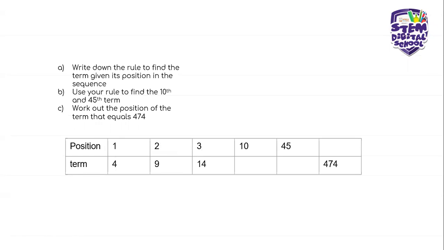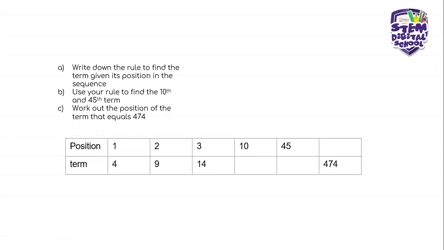Because 5 is the constant difference. If you multiply 3 by 5, you get 15. And then if you have 15, now how do you get to 14? It means you need to subtract now 1. So 15 minus 1 will give you 14. So that on its own will be the rule that you are going to use.